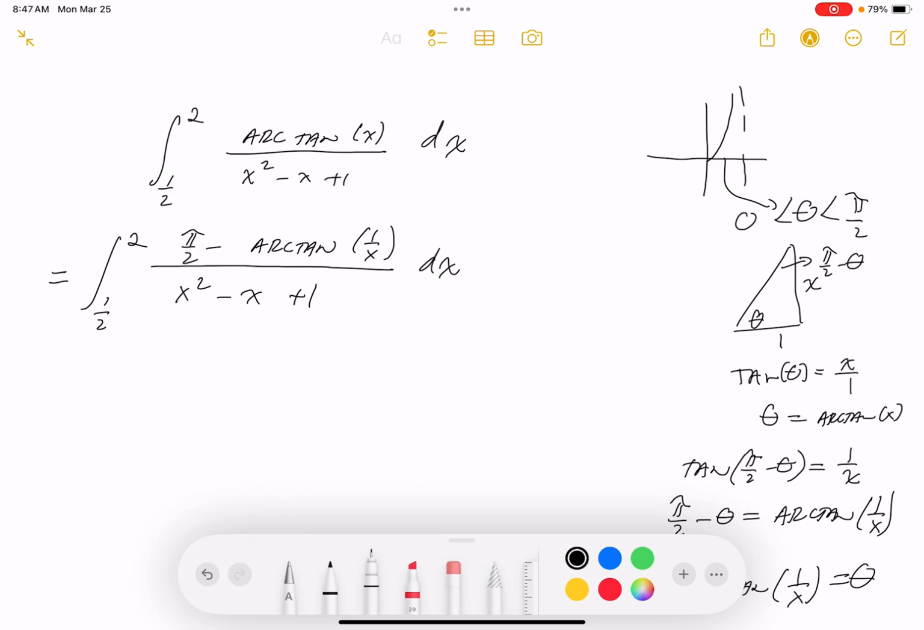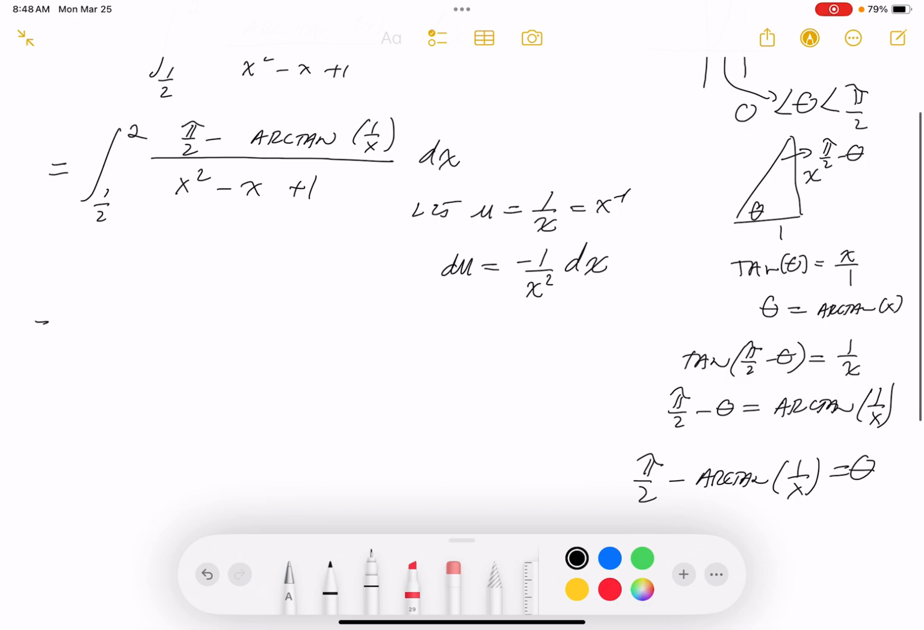I'm going to say let u equal 1 over x. Then du would equal, this is x to the minus 1, right? So that's going to be minus 1 over x squared dx. I'm going to plug this in now and see what we end up with. Okay, so u substitution is something to do, and playing around with the arc function is something to do. Let's see if this leads anywhere. So it's going to be pi over 2 minus the arctan. That's going to be u now.